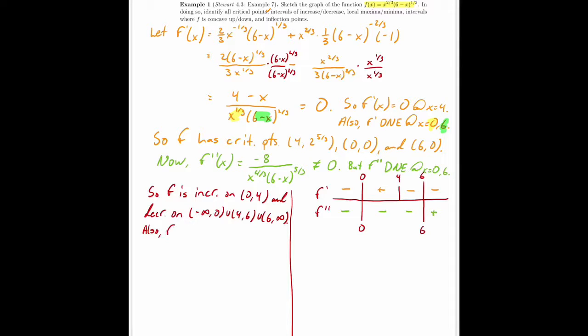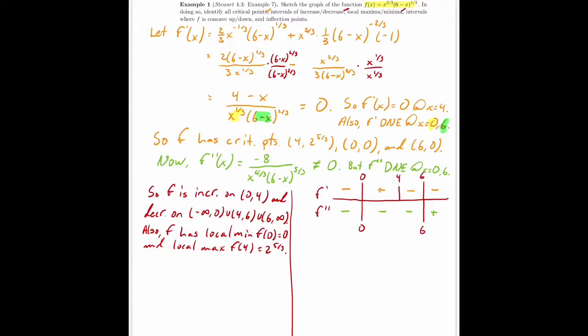Also, f has local min f of 0 equals 0, and local max f of 4 equals 2 to the 5/3. Right. So now moving on to the second derivative part. I'll skip a little bit right there. By the way, just to point out, we nailed that and that.